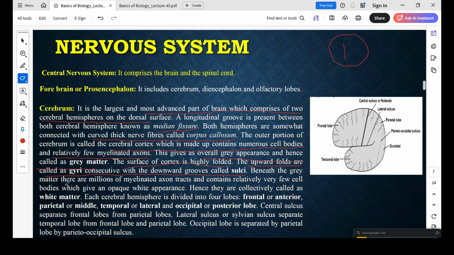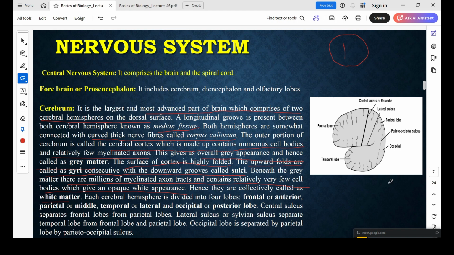Beneath the gray matter, there are millions of myelinated axon tracts that contain relatively few cell bodies, which give an opaque white appearance, and this is known as the white matter. So there is gray matter, there is white matter, which forms one kind of division inside the brain.